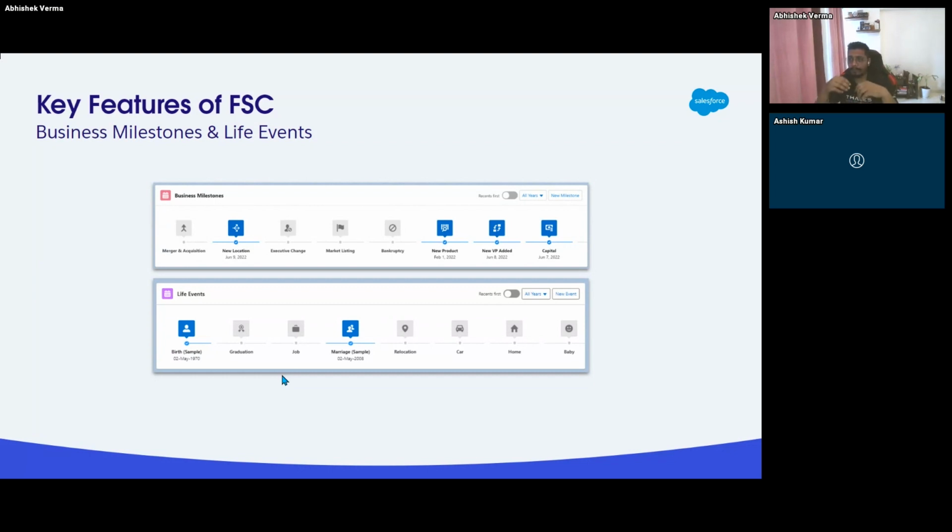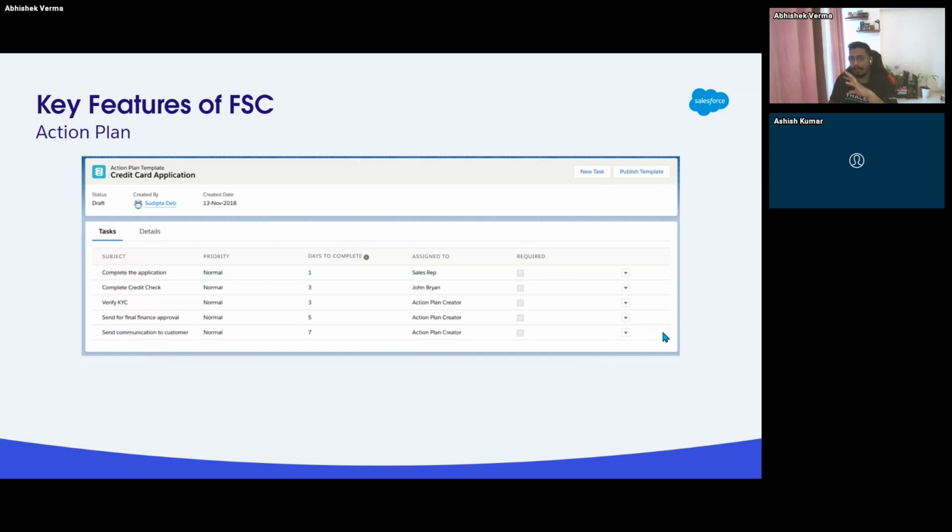Coming to the business milestone, as I told you, Ambani acquired a particular company, so all the saving accounts or salary accounts of their employees also come into their bank. Let's say some executive got changed, then that executive's shares or portfolio related to the company can also be transferred. Then it will again create an opportunity for the bank to create some lead and opportunity from there. If they are releasing some new products, they can also do some promotion or get leads from there as well. So this is how business milestone and life event can increase revenue using the FSC. Another feature is called action plan.